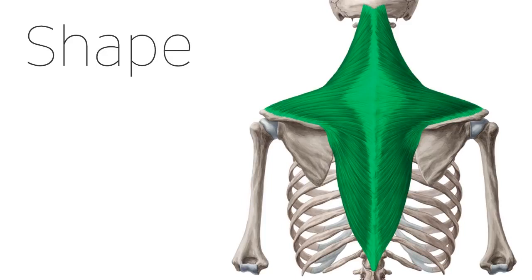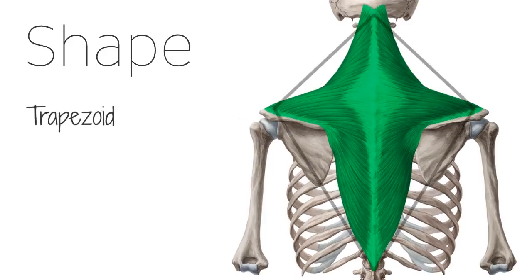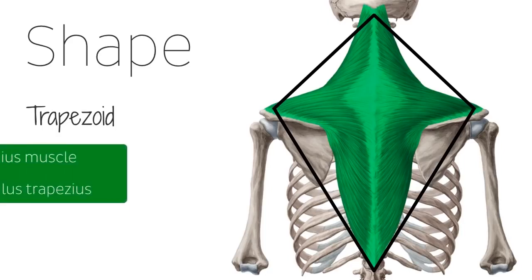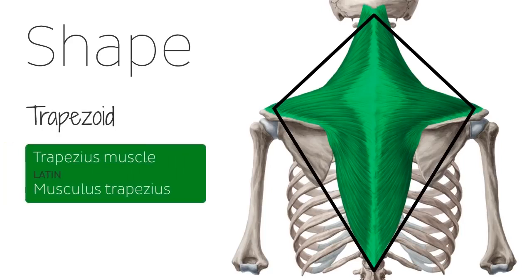Let's also have a quick look at the trapezius muscle, which we can see has a diamond shape, and of course you can see that the name of the trapezius is derived from the word trapezoid, which refers to the muscle's four-sided shape.